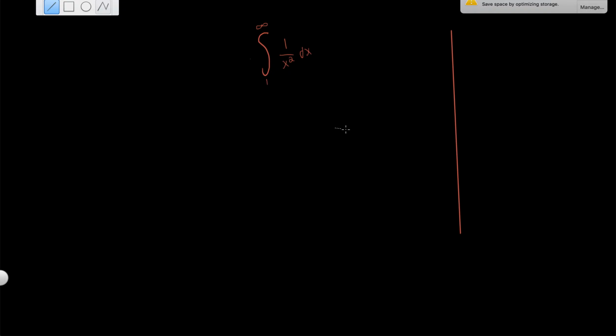Let's do an interesting integral. Let's say we have the integral of 1 over x squared dx from 1 to infinity. So first of all, let's think about what this means, and then let's try to actually evaluate it. So let's first graph 1 over x squared.